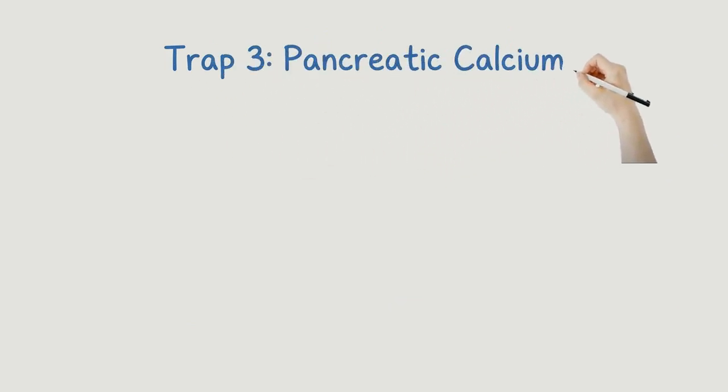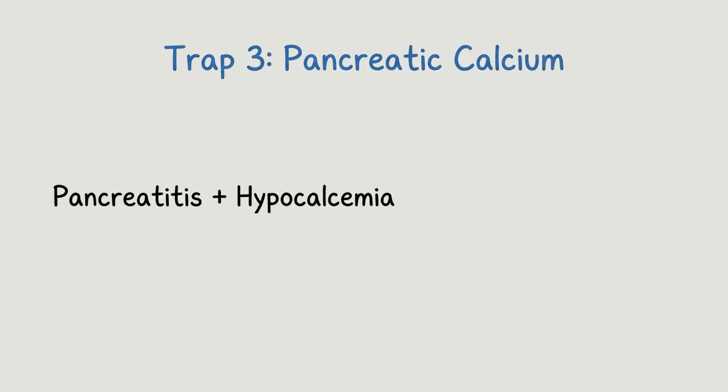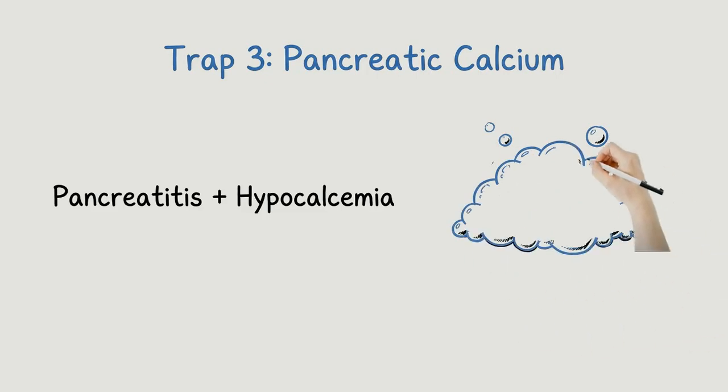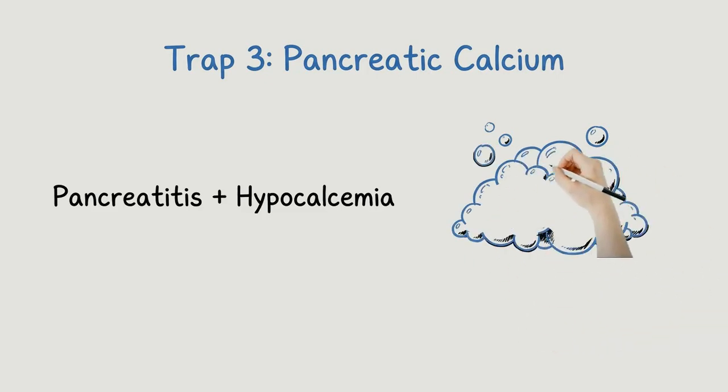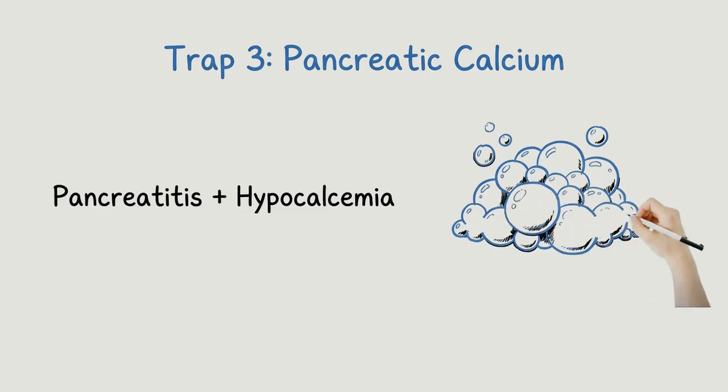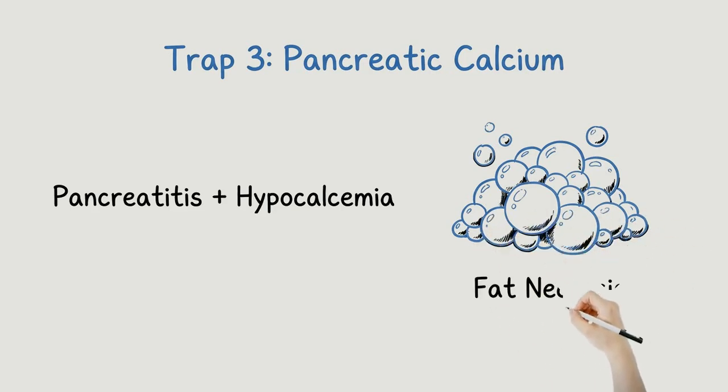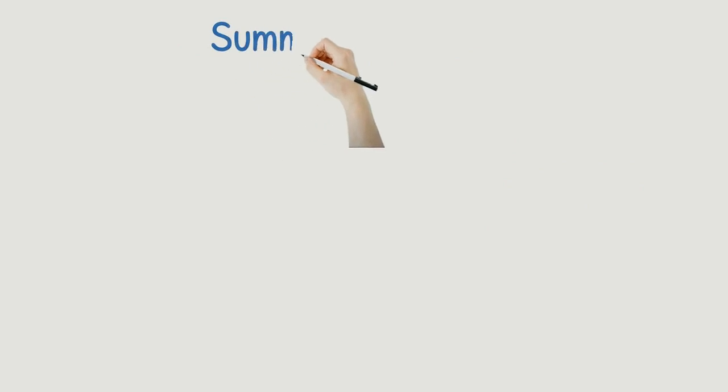Trap 3 is the pancreatic calcium question. A patient with acute pancreatitis has hypocalcemia. Why? Fat necrosis. Activated lipases digest fat. Free fatty acids bind calcium through saponification, and serum calcium drops. Students who see hypocalcemia reflexively think parathyroid hormone or vitamin D. The vignette gives you pancreatitis. The mechanism is fat necrosis.